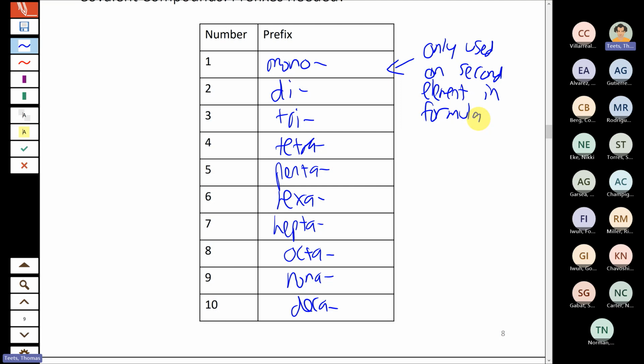The other thing you'll sometimes see for the ones at the end here, the 4 through 10 that end in A's, is that a lot of times, if the atom name starts with a vowel, the A will be left off. So you would more commonly see tetroxide than tetraoxide. You'll get the hang of it from the homework. I don't think that's something we're going to really hold you to, but as you see them, you'll notice that that's commonly the case when your atom name has a vowel at the beginning.